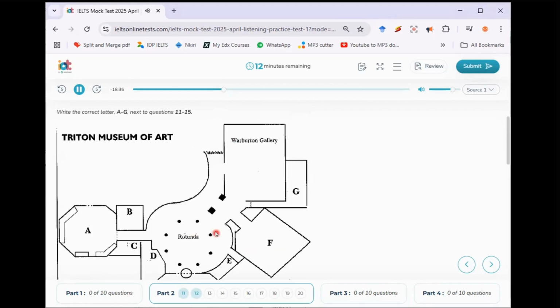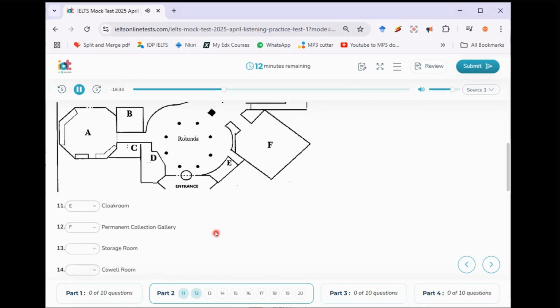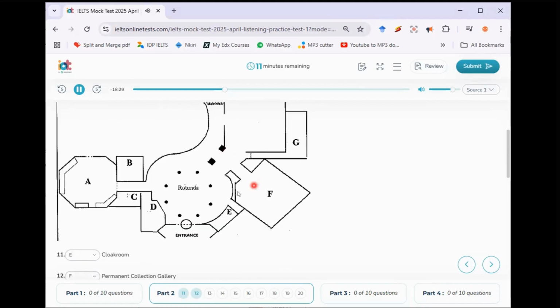We'll be starting our tour actually in the permanent collection gallery. We are starting here, the nearest of the two galleries. He says it's the nearest, so that's most likely going to be F. Okay. Nearest. Let's go on.